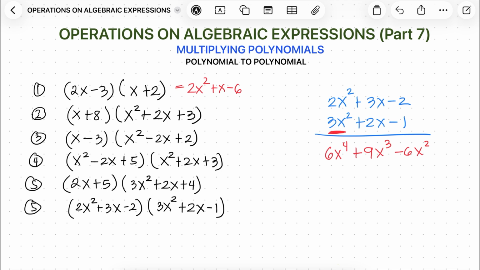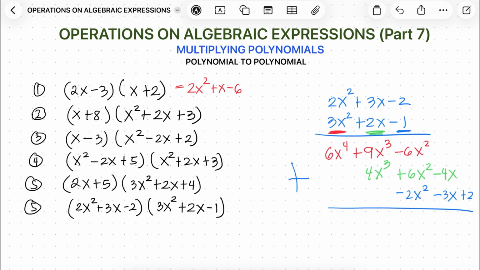Okay, proceed with the next one. 2x, so 2x times 2x squared, that will be 4x cubed. Then 2x times 3x, that will be positive 6x squared. And lastly, 2x times negative 2, that's negative 4x. Okay, lastly, negative 1. So I'm going to multiply negative 1 with all the terms. Negative 1 times 2x squared, that's negative 2x squared. Negative 1 times 3x, that's negative 3x. Negative 1 times negative 2, that's positive 2.